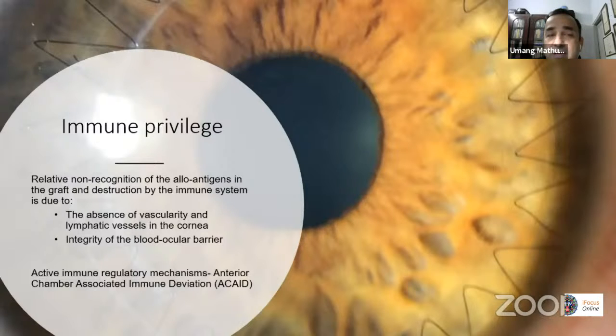And there is integrity of the blood ocular barrier, which also maintains this. I'm not going into the details, but something that you all should know is about ACAIDs, which is the anterior chamber associated immune deviations. I'm not doing a whole lecture on graft rejection here, but one should at least know why the cornea has immune privilege. Of course, the most important reason is the avascular cornea and the integrity of the blood ocular barrier. But the ACAID is also an active immune mechanism which prevents rejection.